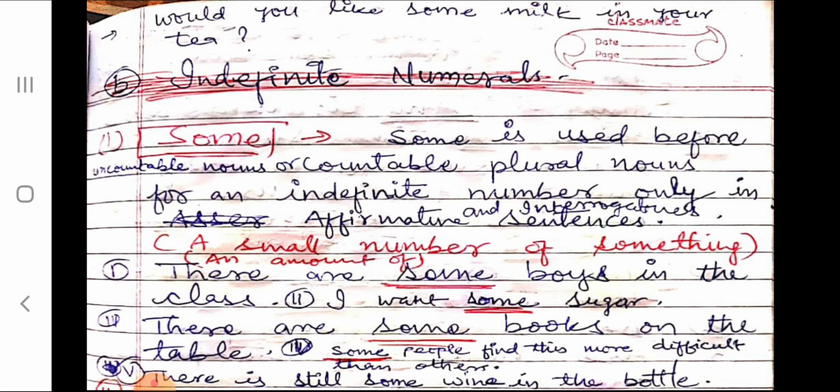Next example: There are some books on the table. Books is another countable noun, and we have used some. In the next example: Some people find this more difficult than others. Next is: There is still some wine in the bottle. So wine is an uncountable noun.